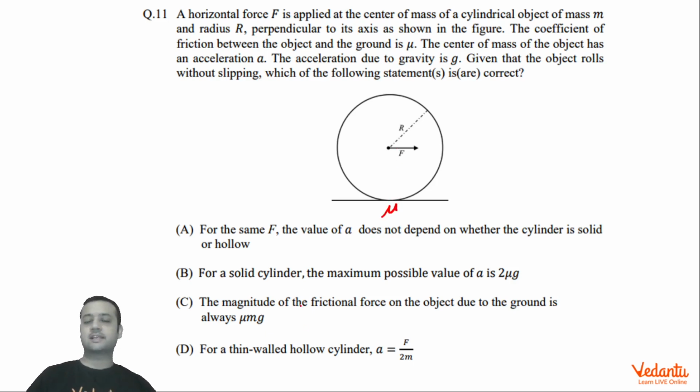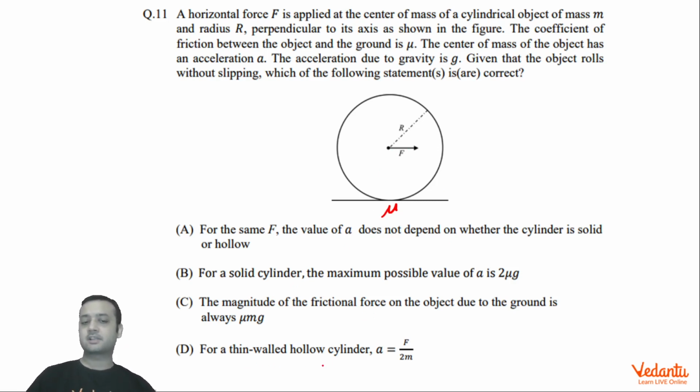Basically, we have to choose the correct option. The first option says that the value of acceleration of the center will be independent of whether this is a hollow or a solid cylinder. That means whether it's a solid or a hollow cylinder, the value of A is going to remain the same. This is option A. Option B is that the maximum value of acceleration for a solid cylinder will be 2 mu g. Option C is that the friction value will remain constant, mu mg.